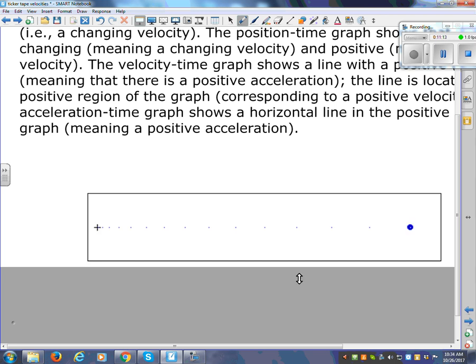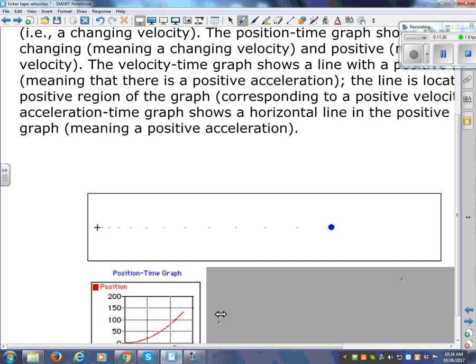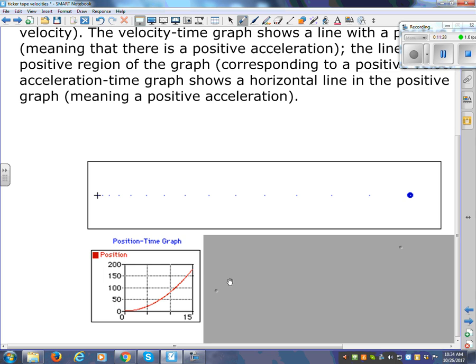What would the position time graph look like? Curved? Curved up or curved down, Jason? Like when you say curved up, you mean like getting steeper. Bingo. Getting steeper, because the slope of the position time graph is the speed, and it's speeding up, so that means that the slope has to be getting steeper, which makes a curve.